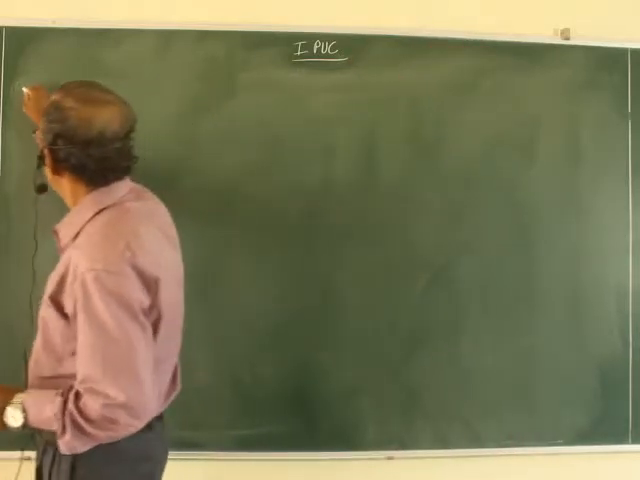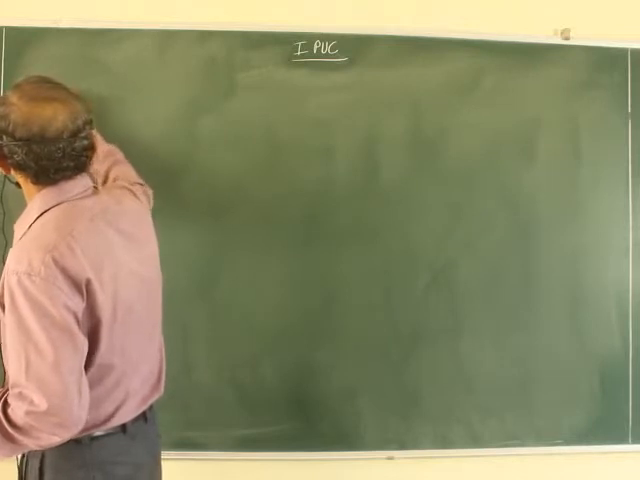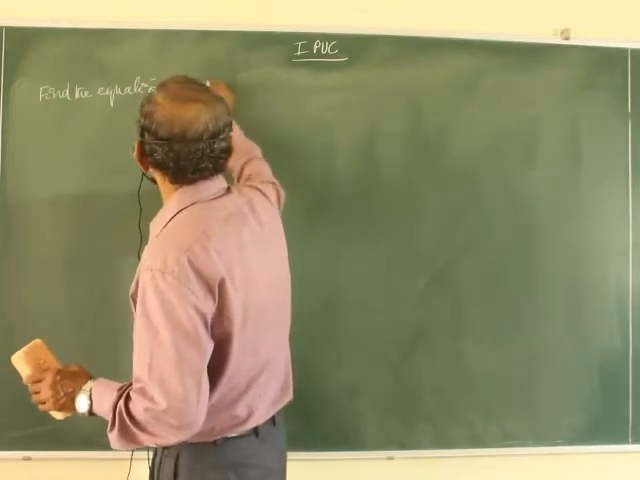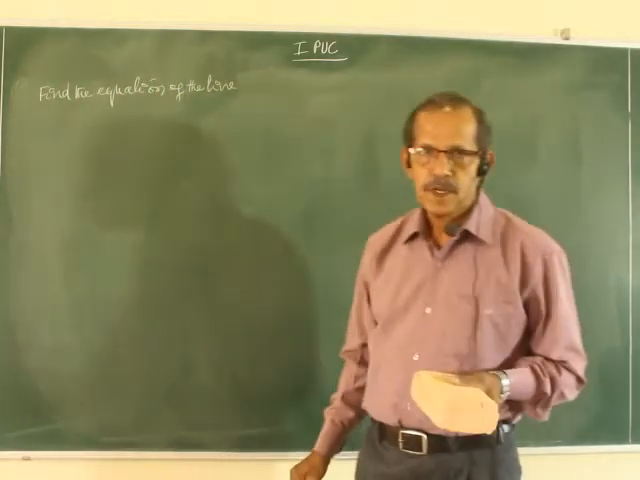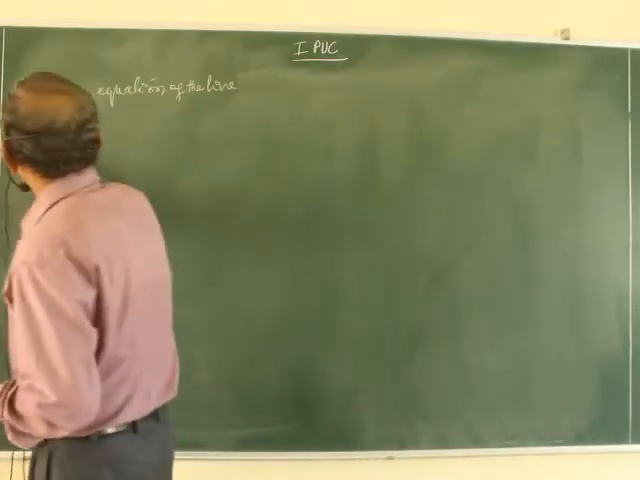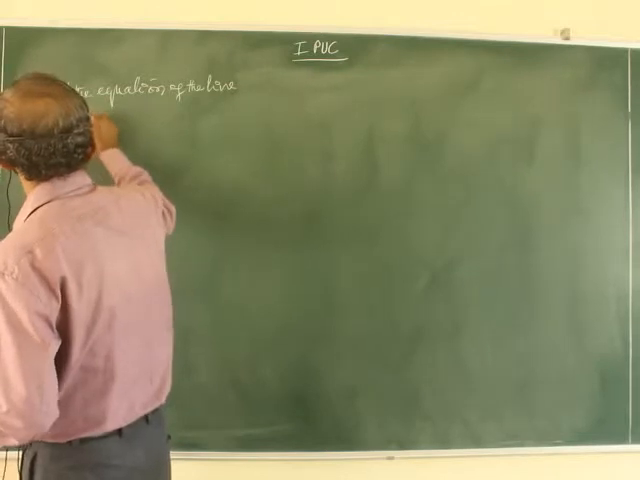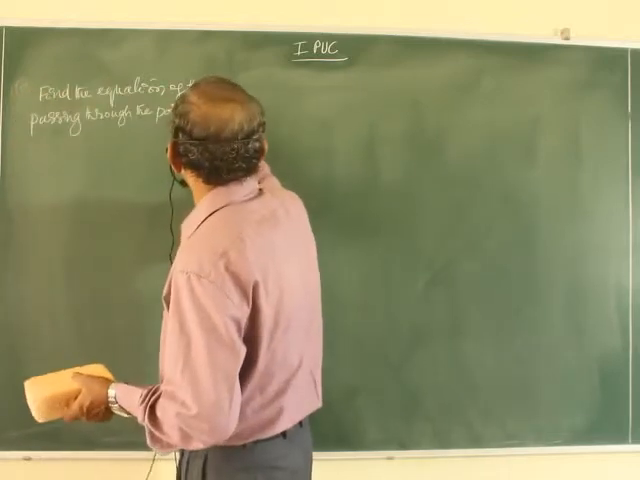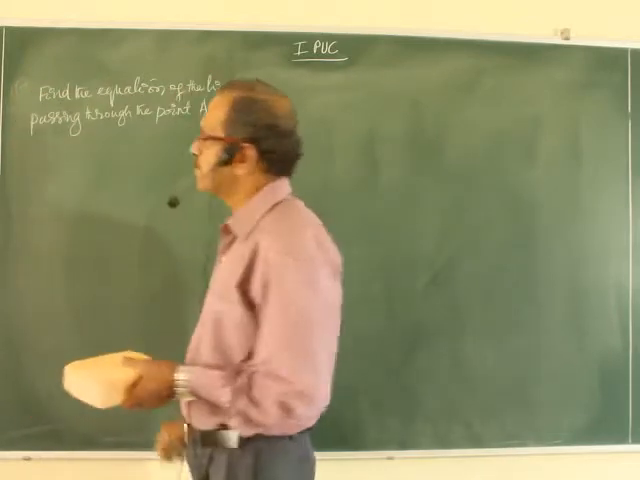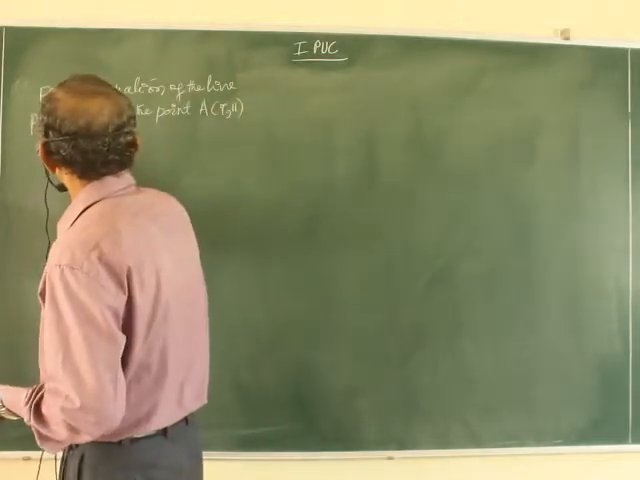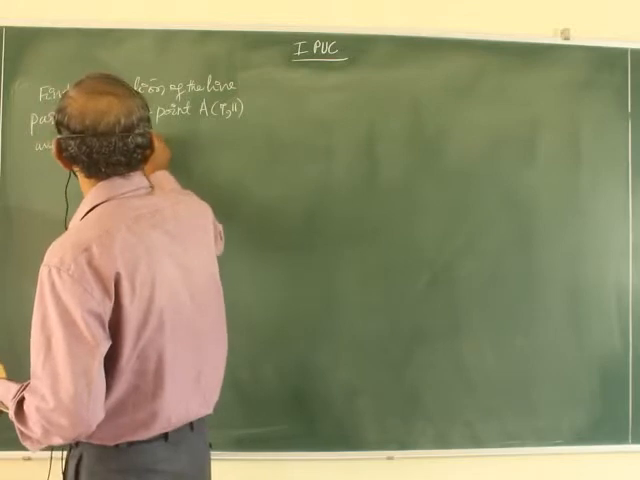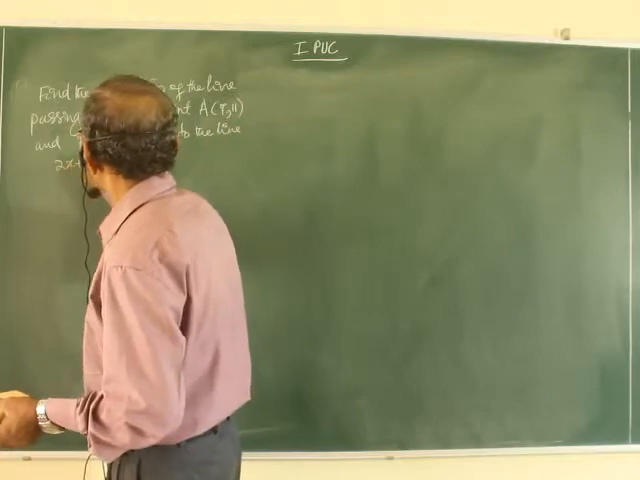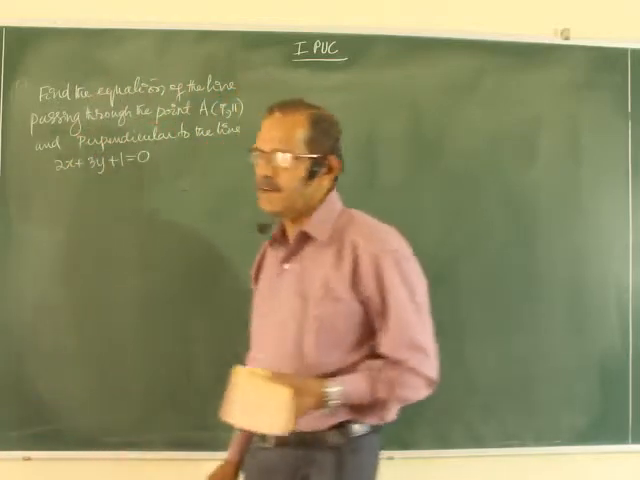Next, find the equation of the line passing through the point (7, 11) and perpendicular to the line 2x plus 3y plus 1 equal to 0. Careful.